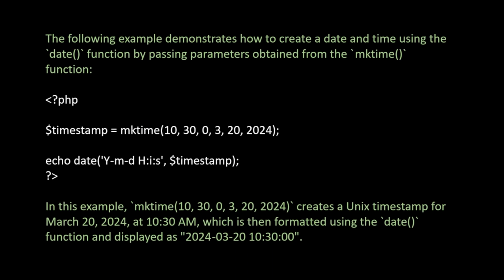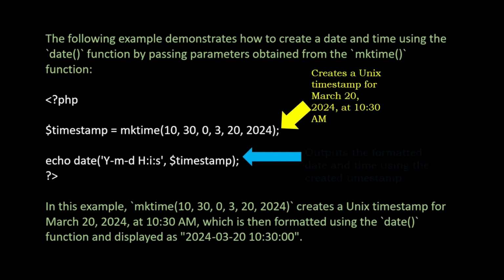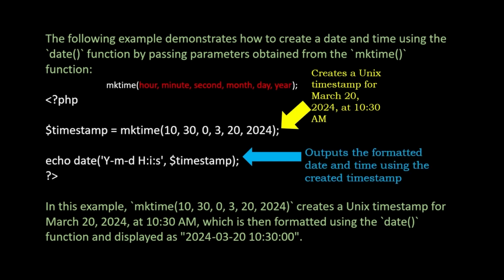The following example demonstrates how to create a date and time using the date function by passing parameters obtained from the mktime function. In this example, mktime(10, 30, 0, 3, 20, 2024) creates a Unix timestamp for March 20th, 2024 at 10:30 a.m., which is then formatted using the date function and displayed as 2024-03-20 10:30.